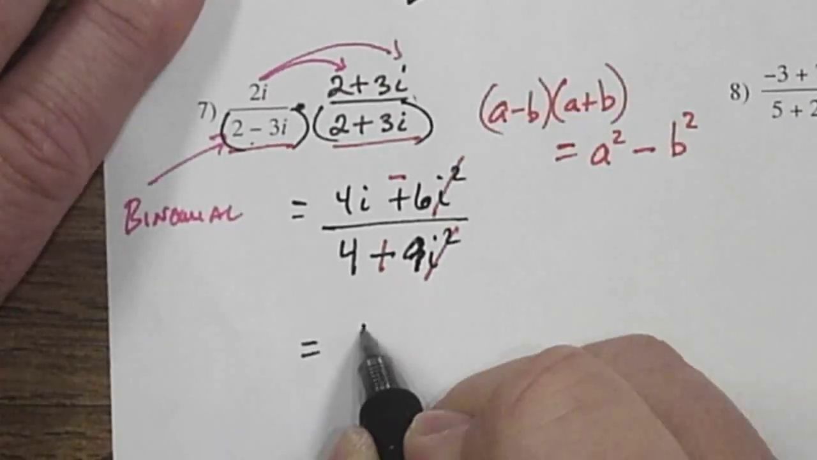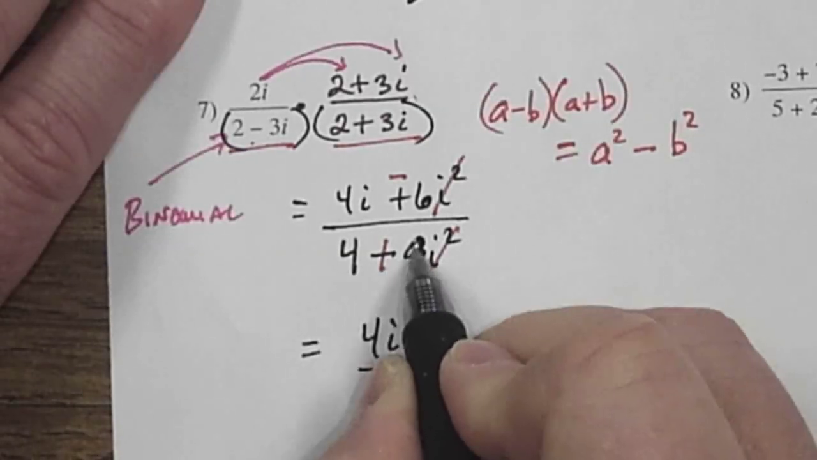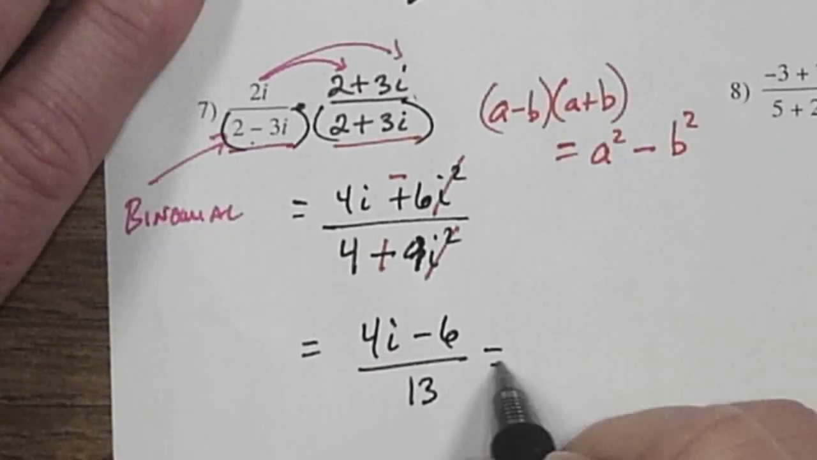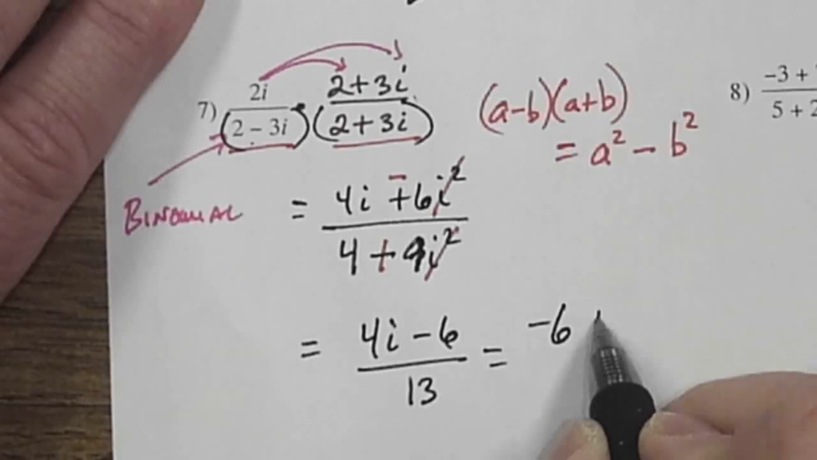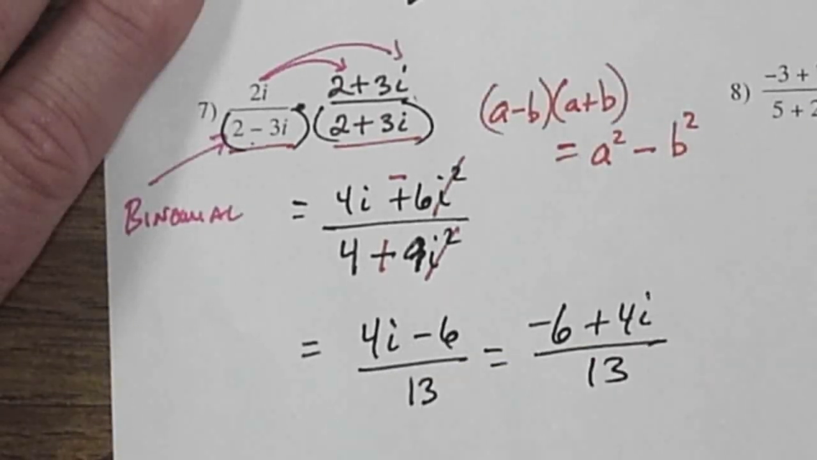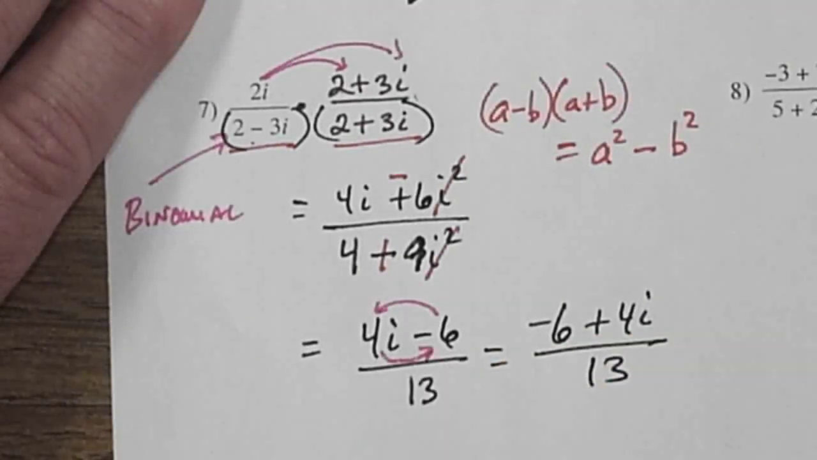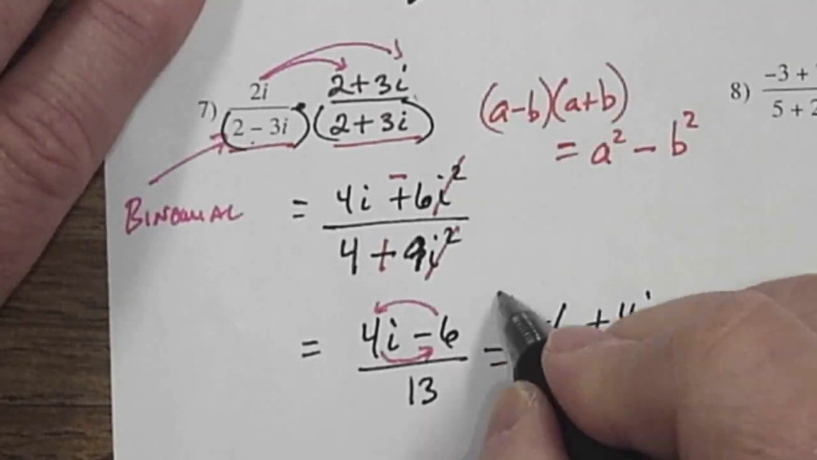Because we're negative 1 times that, so 4i minus 6, I don't like that. 4 plus 9 is 13. I'm going to change that to negative 6 plus 4i over 13. Just changing the order, putting the constant first and the imaginary second. And then I'll get my answer.